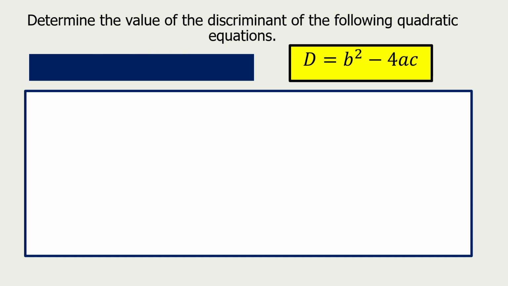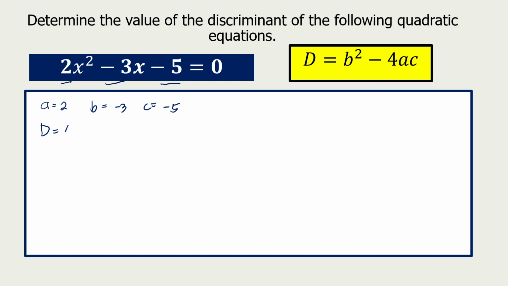Another example, we have here 2x squared minus 3x minus 5 equals 0. Since this is already written in the standard form, we will identify the values of a, b, and c. For the value of a, that is 2. b is negative 3, and c is negative 5. And then substitute these values to the formula. We have d is equal to negative 3 quantity squared minus 4 times 2 times negative 5.